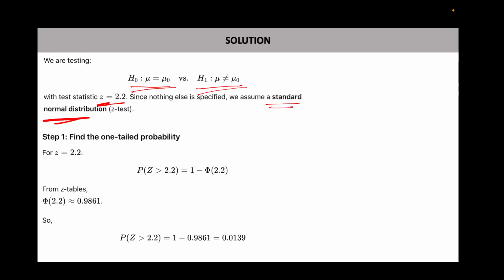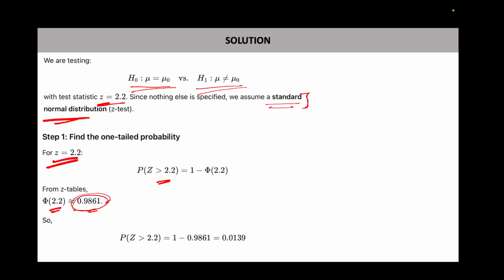Now, to solve this question, we will go step by step. Step one is to find the one-tailed probability. Your z statistic value is 2.2, so you need to find this value from the z table that I mentioned earlier. There is a specific table, and the values in it are very specific. When the z statistic is 2.2, the value from the table is 0.9861. You can get this directly from the table, or you can use a z statistic calculator to obtain this value.